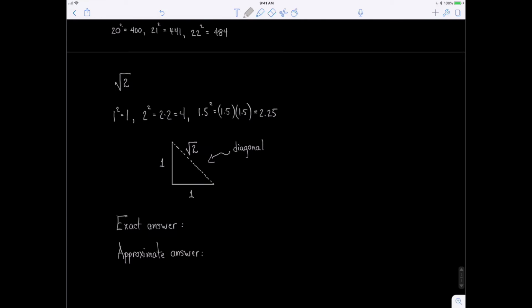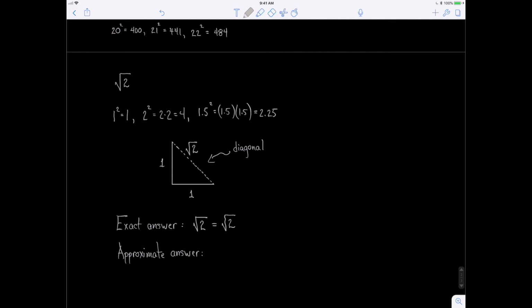Okay, let's do both. If I asked you to simplify the square root of 2, the answer is you can't. The simplest way to write the square root of 2 is very simply the square root of 2. Now, here is an interesting twist. Let's find the approximate answer of the square root of 2.